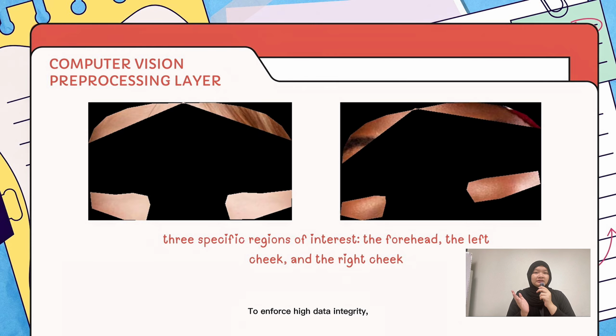To enforce high data integrity, our script initializes MediaPipe face mesh. The algorithm instantly tracks detailed 3D facial geometry. Our custom pipeline isolates the stable dermal structures across three specific regions of interest: the forehead, the left cheek, and the right cheek. The system automatically masks out all peripheral data to pure black and stitches these clean dermal segments together into a single isolated skin patch.